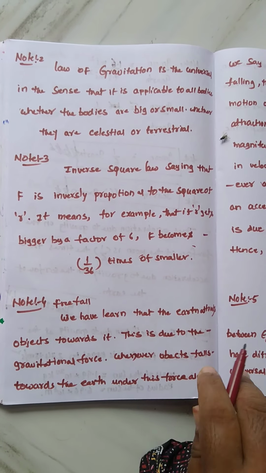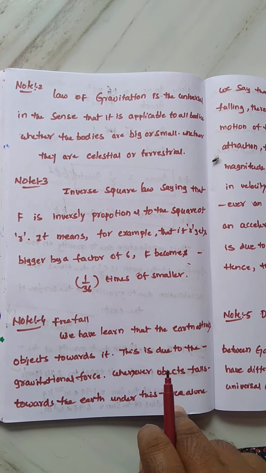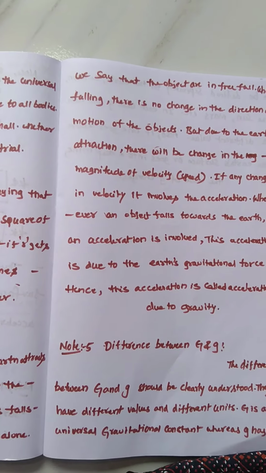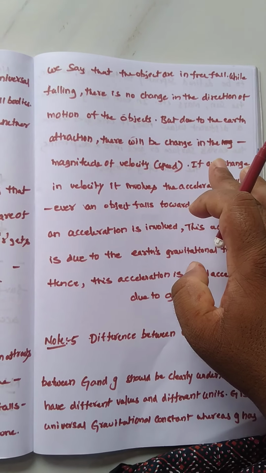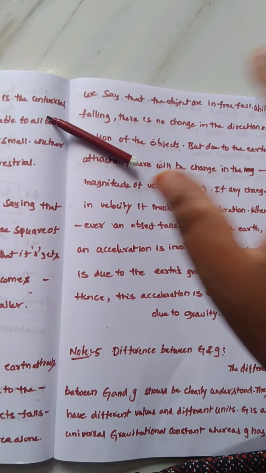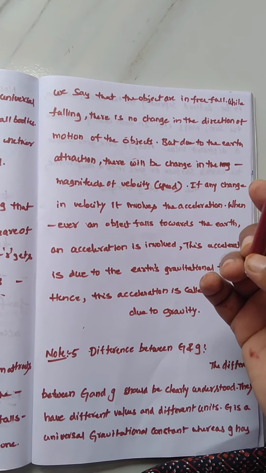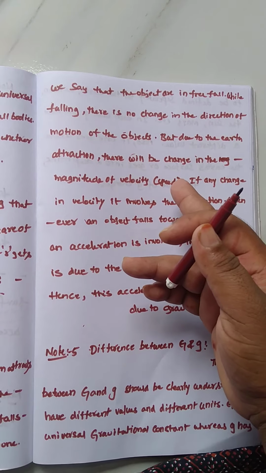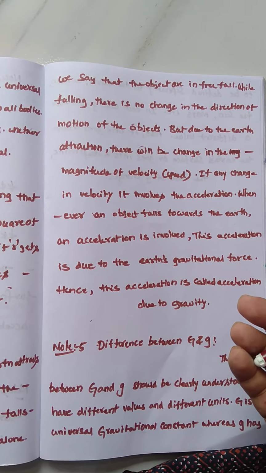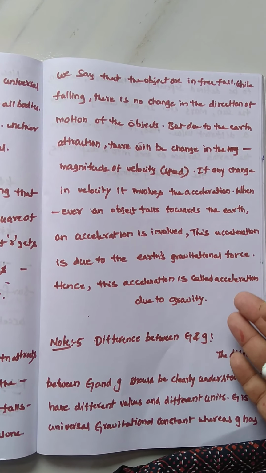So whenever an object falls towards the earth under this force alone, we say that the object is in free fall, right? That is the definition of free fall. While falling, there is no change in the direction of motion of the objects. But due to the earth's attraction, there will be a change in the magnitude of the velocity.